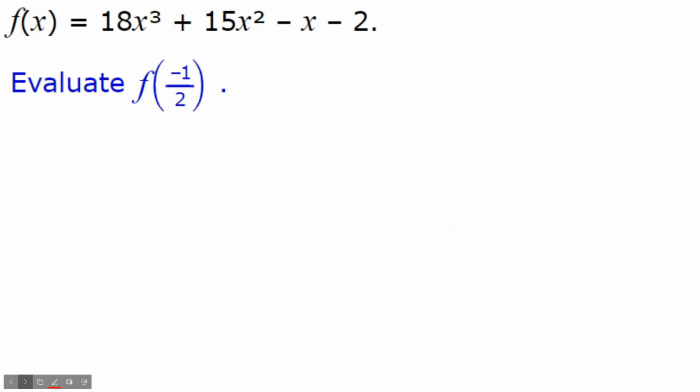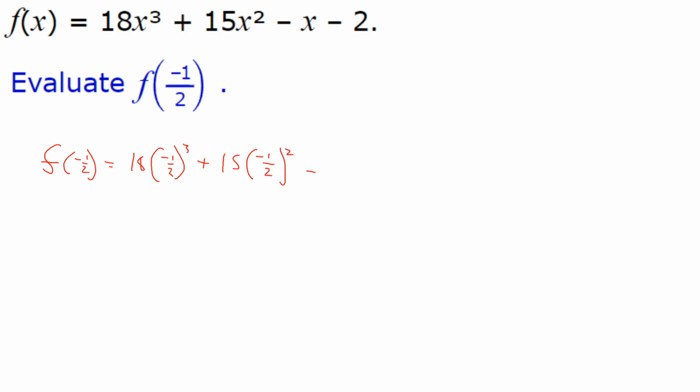Now let's look at this example. Exact same thing as what we did before, only this time f of x is going to be 18x cubed plus 15x squared minus x minus 2. So what is f of minus a half? f of minus a half is just going to be 18 times minus a half cubed plus 15 times minus a half squared minus a half minus 2.